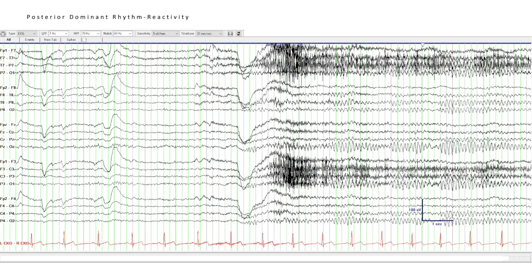Here's a great example of reactivity. You see here a patient has opened their eyes or looked downward, and you really don't see a posterior dominant rhythm. Whereas here, there's very accentuated eye closure artifact, and immediately there's the emergence of a posterior dominant rhythm. This is a great example of reactivity.